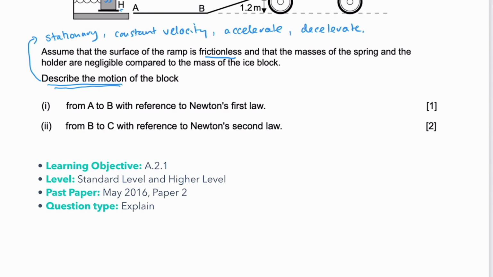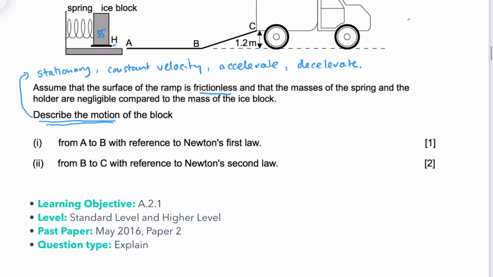law. Okay, well, Newton's first law is that an object will remain at rest or travel at a constant velocity unless acted upon by an external force. Let's now actually look at point A. The forces acting on the block at that point are the weight and the reaction force. There is no thrust force or push force. There is no friction force because it's frictionless. So there's no forces acting on it in a horizontal direction. The forces are balanced.